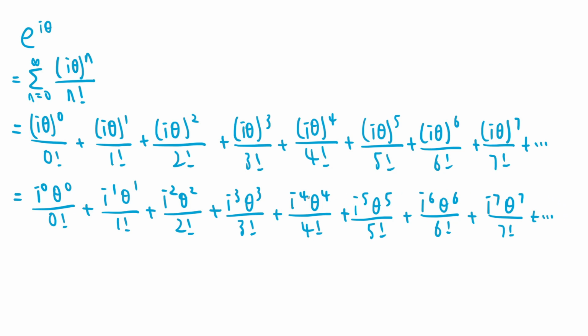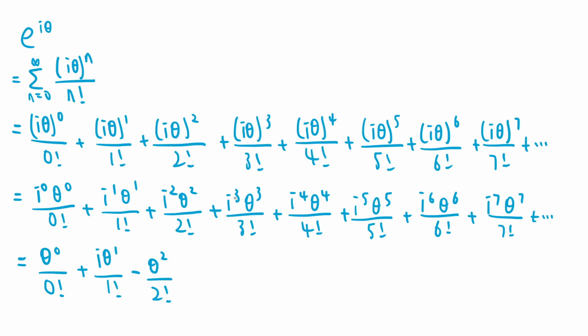We can use our knowledge of the powers of i to simplify these individual terms. So i to the power of 0 is just equal to 1 in the first term. So this is just equal to theta to the power of 0 over 0 factorial. i to the power of 1 is just equal to i. So this entire term is just i theta to the power of 1 over 1 factorial. i squared, as we know, is equal to -1, so instead of i squared theta squared over 2 factorial, this thing is just equal to minus theta squared over 2 factorial.